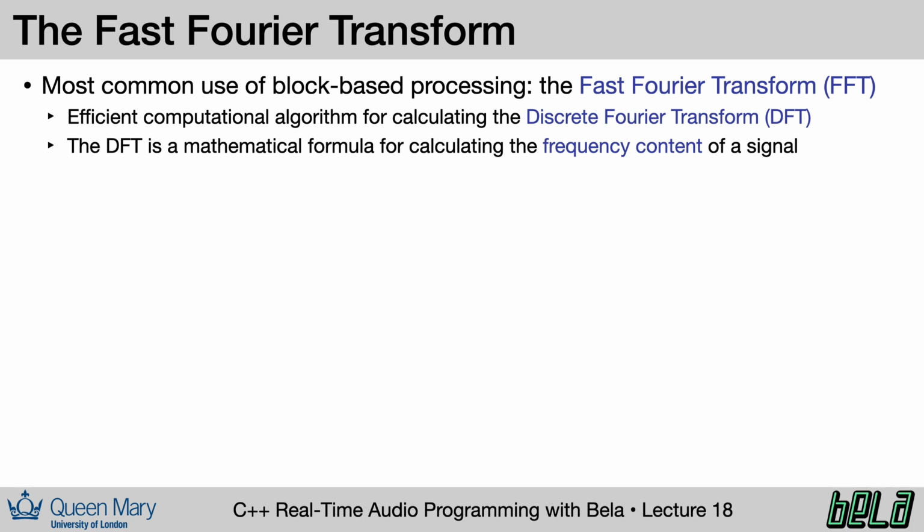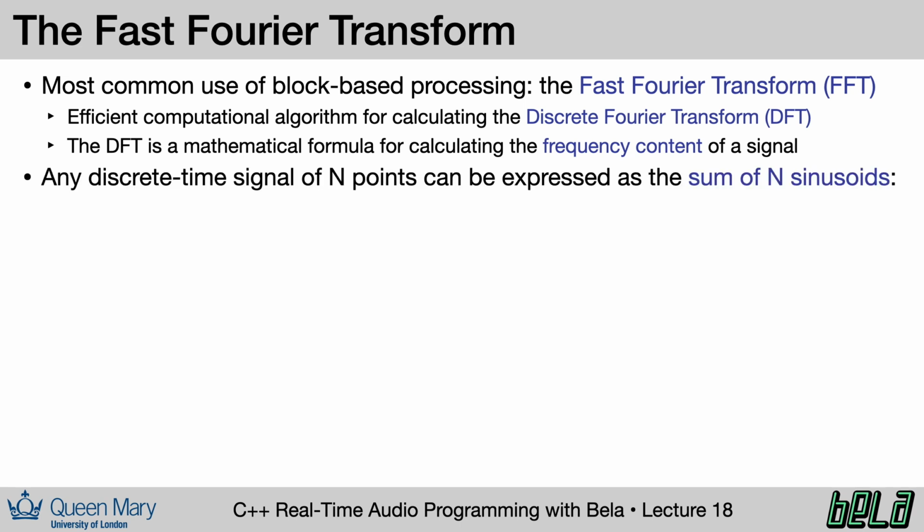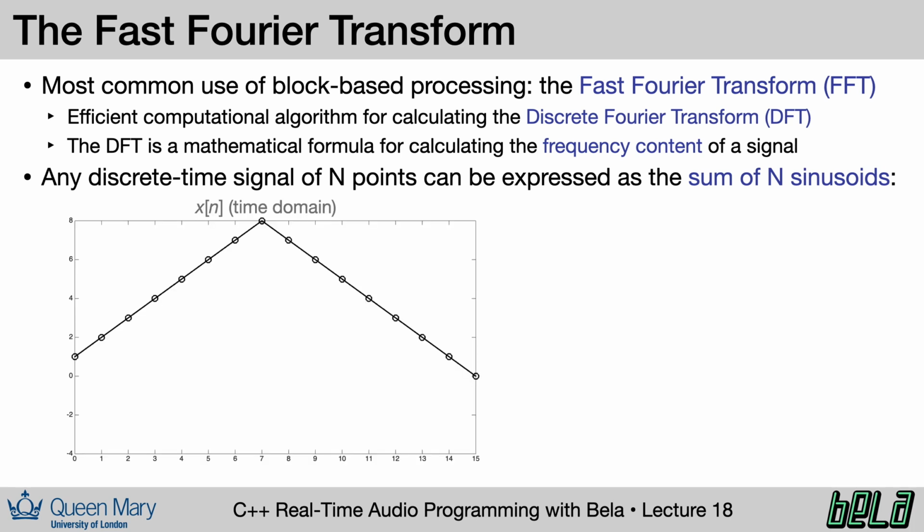As we discussed, the most common reason to use block-based processing is that we want to take a fast Fourier transform, or FFT, on our audio signal. The FFT is an algorithm which efficiently calculates the mathematical structure called the discrete Fourier transform, and this was a way for us to measure the frequency content of a window of signal. Recall from the last lecture that any finite length signal can be represented as the sum of sinusoids. In this example, we have 16 points in time.